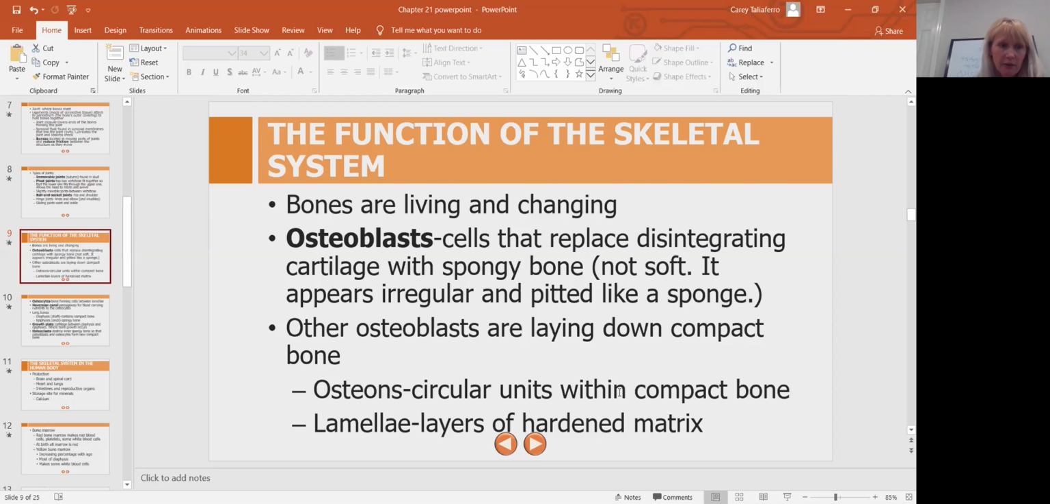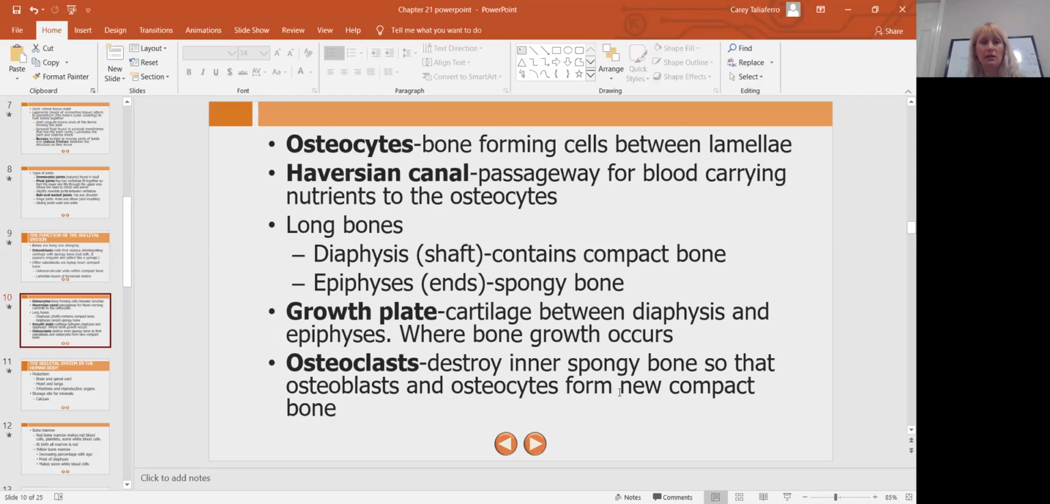Okay. Then we have osteocytes. Now, if you're not picking up on the term, osteo refers to bones. So osteocytes are located between the lamellae. So go back to that diagram if you don't remember what that looks like. And so then you have osteocytes forming bone there. Now, if you look at that diagram again, that blown up version of what's going on within the bone, you'll see the Haversian canal. And those are passageways within your bone where blood can travel and carry nutrients to your osteocytes.